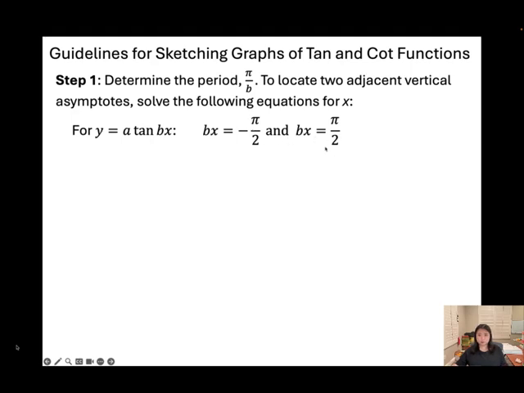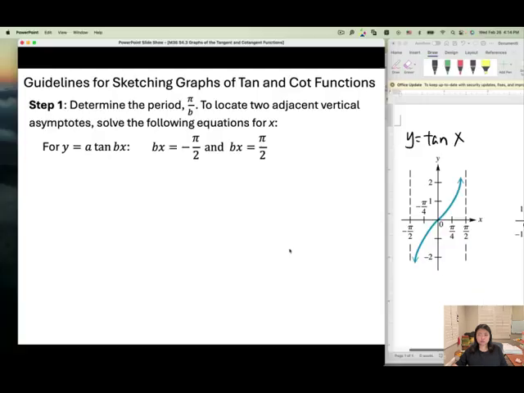You're going to set up bx equal to negative pi over 2 and bx equal to pi over 2. Let's look at the graph again. This is the original y equals tangent x. Remember that the two adjacent vertical asymptotes are x equals negative pi over 2 and x equals pi over 2. That's why the first thing you do is set up bx equal to negative pi over 2 and bx equal to pi over 2, and then solve it to find the two adjacent vertical asymptotes.